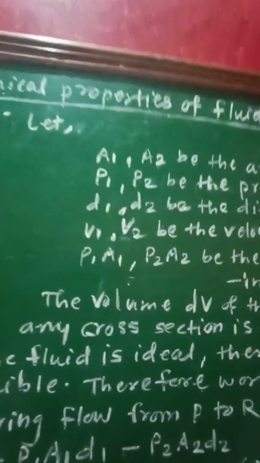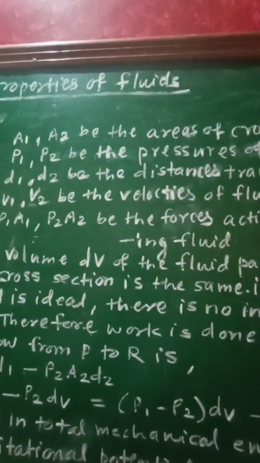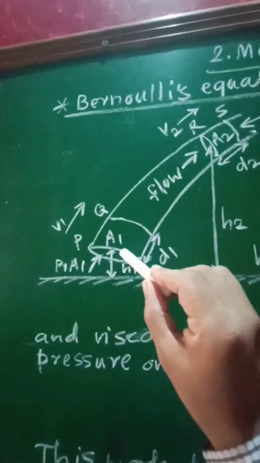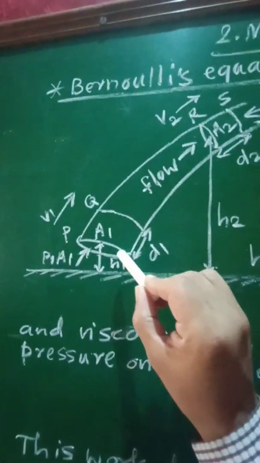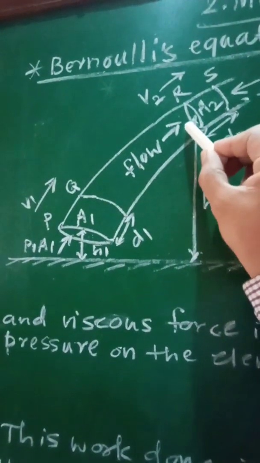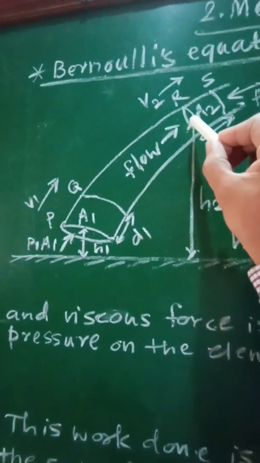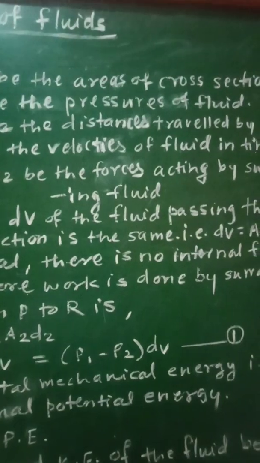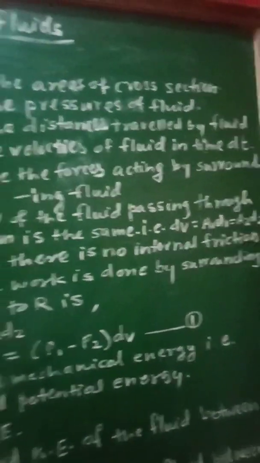Then P1, P2 be the pressures of the fluid. So P1 will be the pressure at this lower end P and P2 will be the pressure at this upper end R. Let D1 and D2 be the distances traveled by the fluid.